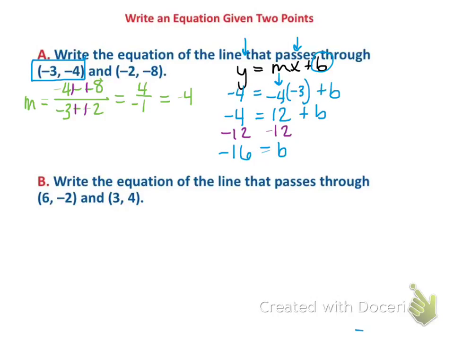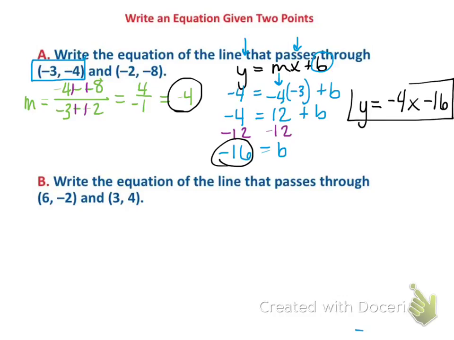So now all I have to do is write my final equation using all of the information I found. So y equals, remember m was -4, x, and b, the y-intercept, was -16. Final answer. Not bad, right? Alright, let's do it one more time.